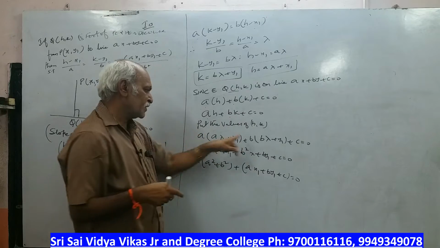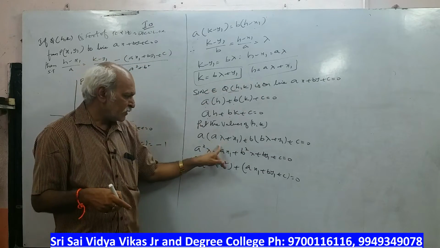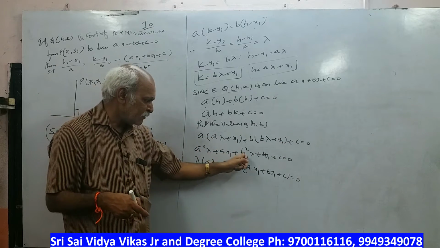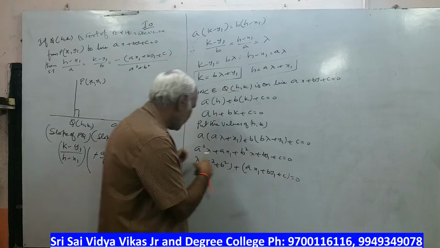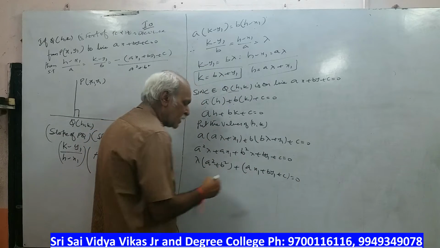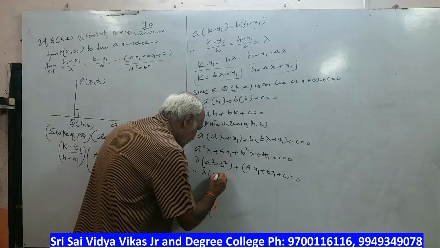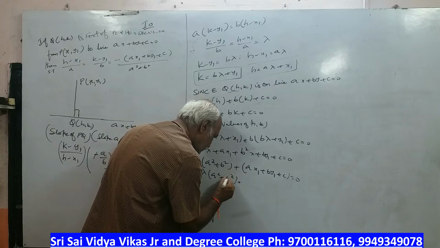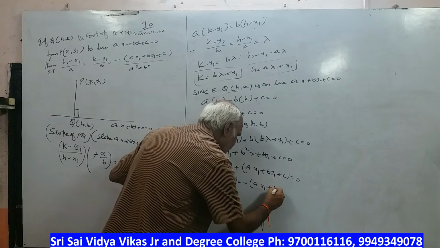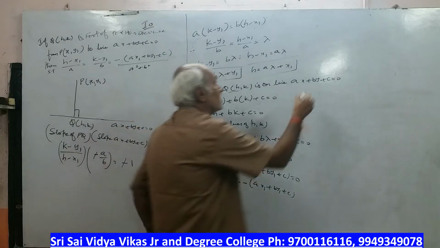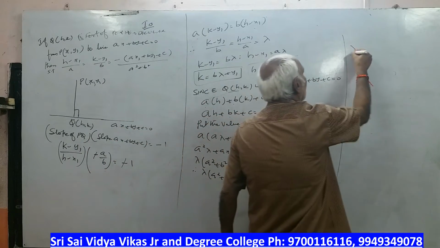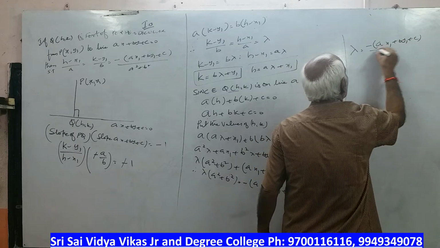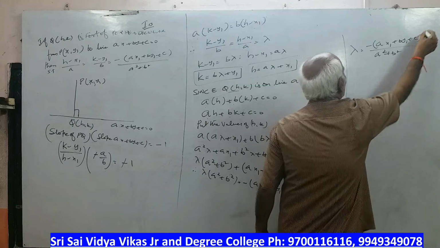So put the values of h and k. What is the h value? a lambda plus x1, b into b lambda plus y1, plus c. Open the bracket: a square lambda plus ax1 plus b square lambda plus by1 plus c. So if you take lambda common, a square plus b square, then this will come. Therefore lambda into a square plus b square is equal to minus of ax1 plus by1 plus c, right? Therefore lambda is equal to minus of ax1 plus by1 plus c by a square plus b square.